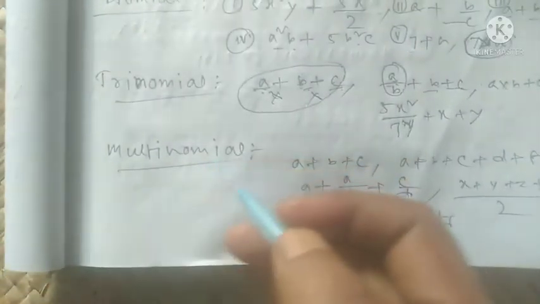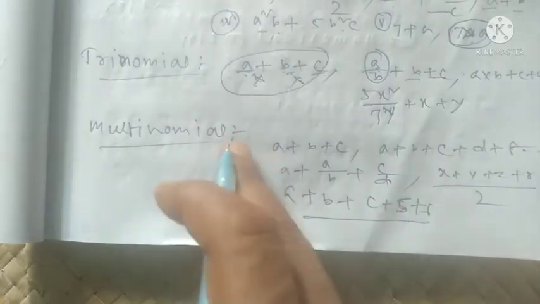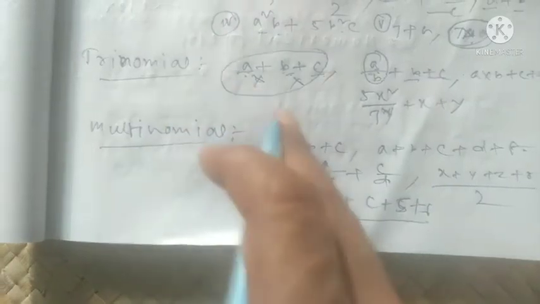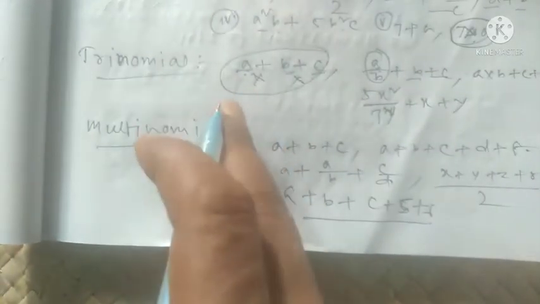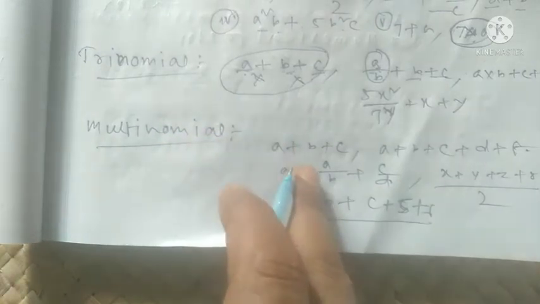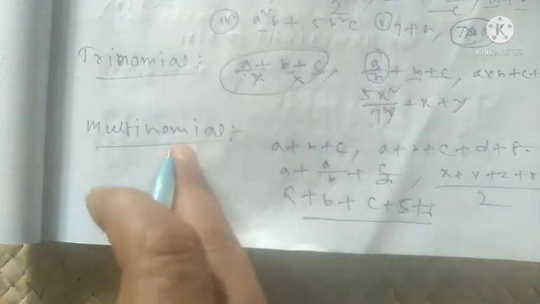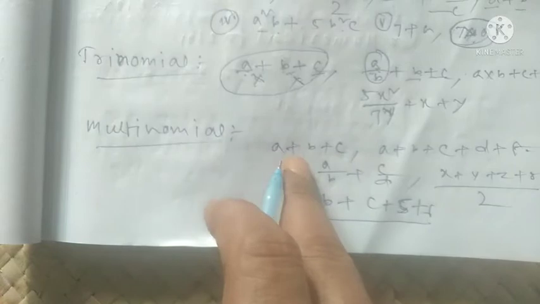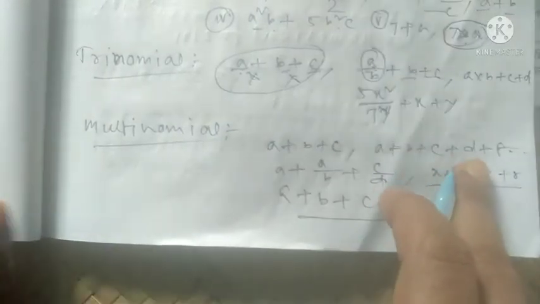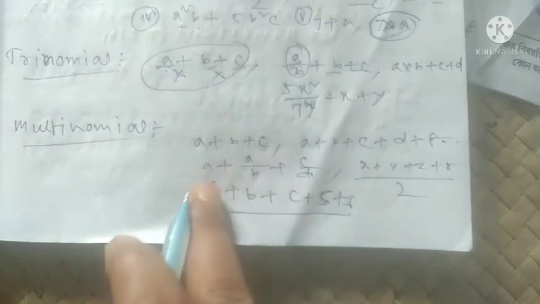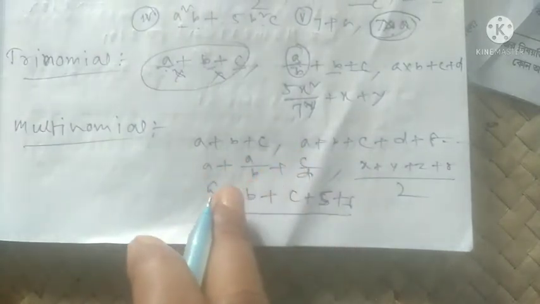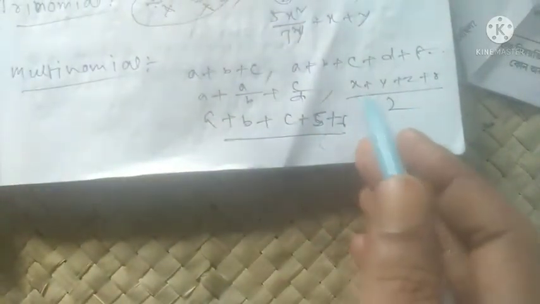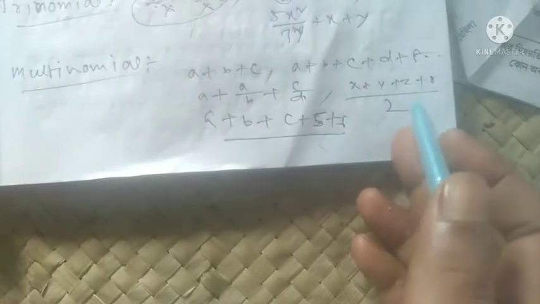And multinomial, what is multinomial? Multinomial means an expression which has more than 2 terms. So it is clear that every trinomial is a multinomial, but not every multinomial is a trinomial. So a plus b plus c has more than 2 terms, that means this is multinomial. You can take a lot of terms with plus signs. Also, if there is a division form, like a plus x plus y plus z plus r by 2, there are 4 terms.